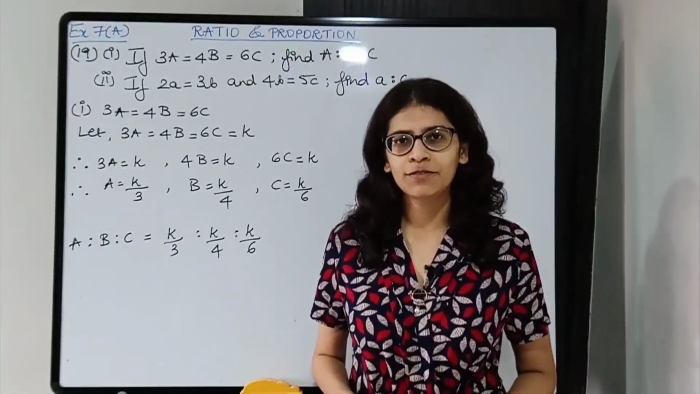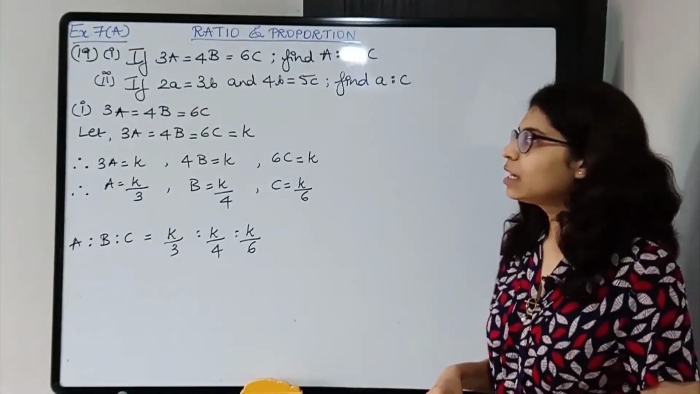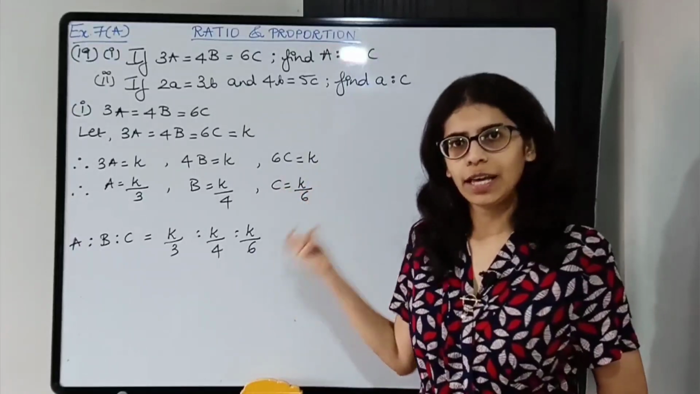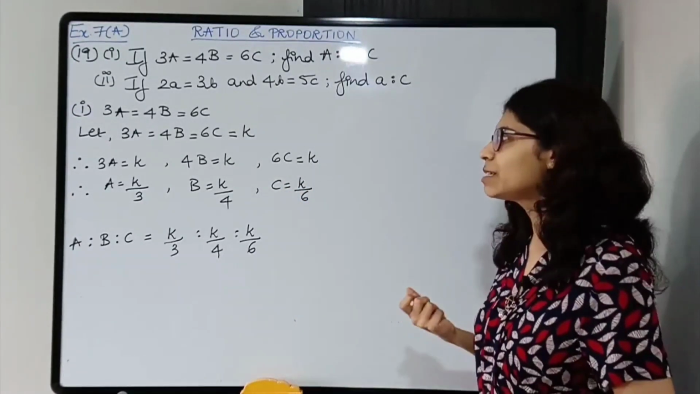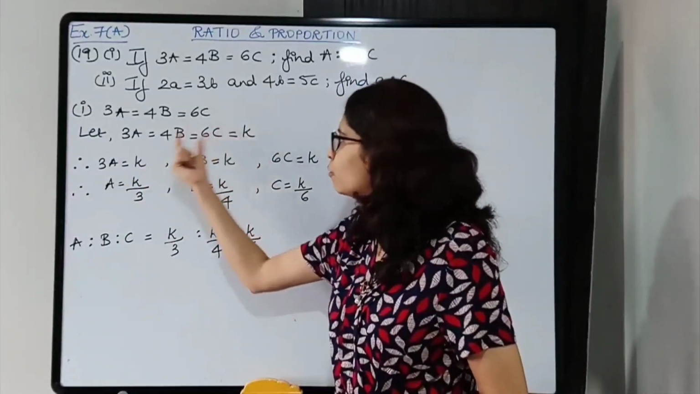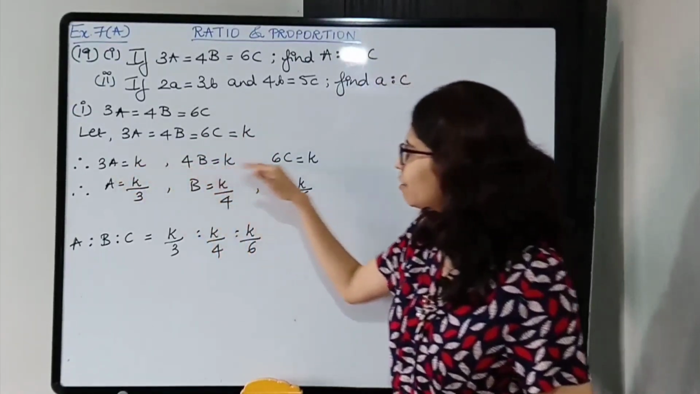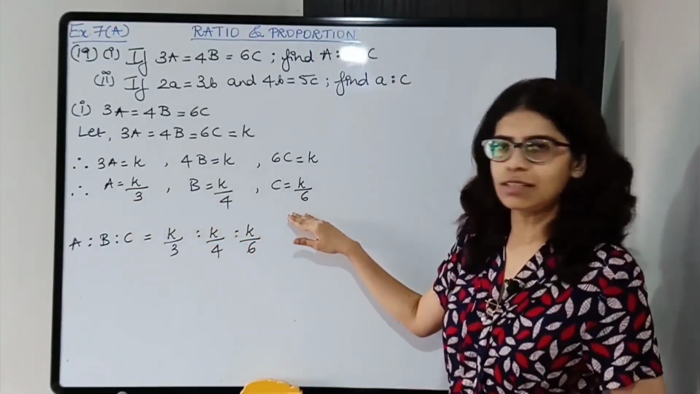We'll write down the given first. So given is 3A is equal to 4B is equal to 6C. Now let's say that all three have some value k. ठीक है, so let 3A equal to 4B equal to 6C be equal to k. So I can say 3A is equal to k, 4B is equal to k and 6C is equal to k. So that is what we'll write and then solve and find the value of A, B and C.